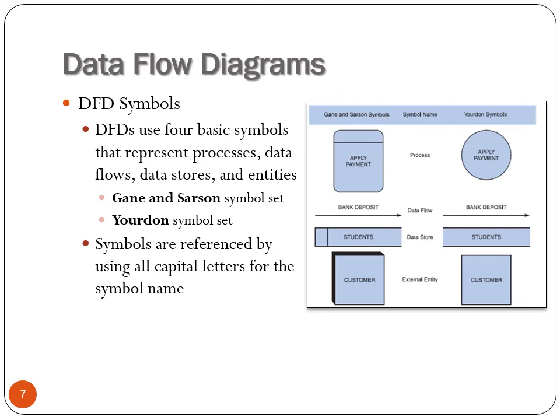Basically, DFDs use four basic symbols that represent processes, data flows, data stores, and entities. There are two types of DFD symbol sets. You can use the Gane and Sarson symbol set, or you can use the Yourdon symbol set. In this class, we will use the Gane and Sarson symbol set. Symbols are referenced by using all capital letters for the symbol name. Look at this example. All symbol names here are using capital letters.